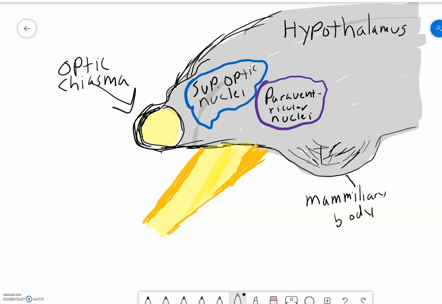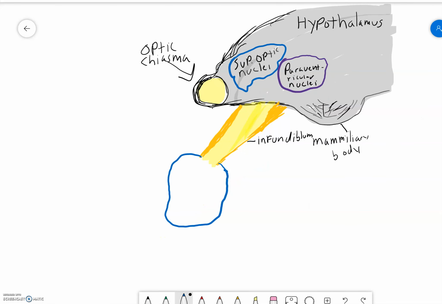I'm not going to draw that in yet. And it looks sort of like a funnel. So this white matter tract is a structure called the infundibulum. It's a white matter tract that is connecting to the posterior pituitary down here. Posterior pituitary would be down here. Since this is part of, or the end of the white matter tract, it actually resembles white matter. And this is all white matter.